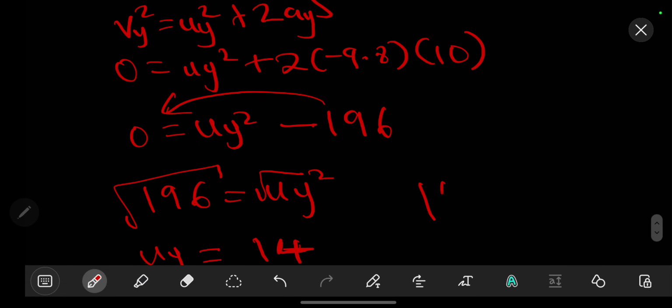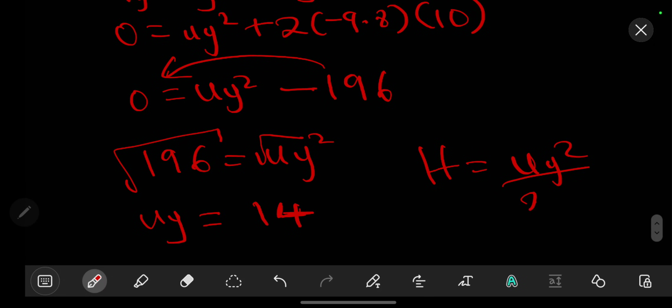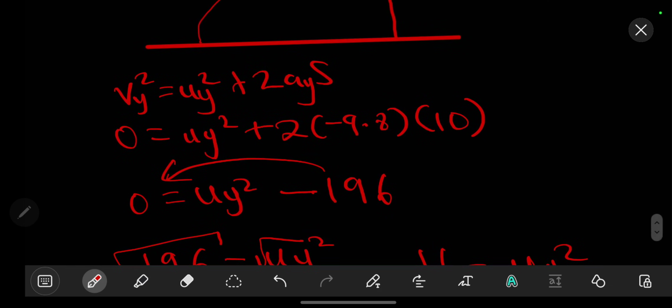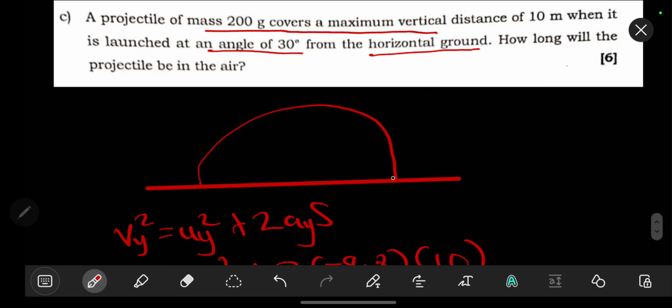If you want, you can just use the direct formula, which is uy squared over 2g. You can cross multiply, then find what your uy is, but it's going to give you the same answer.